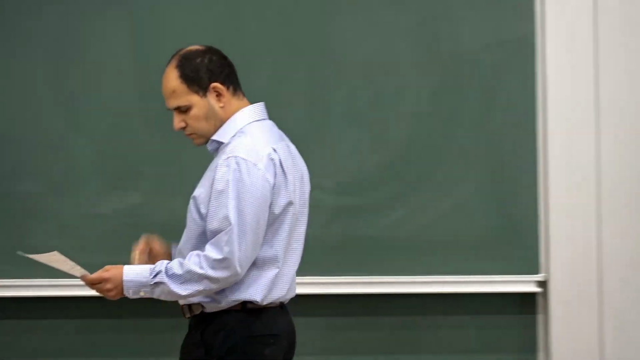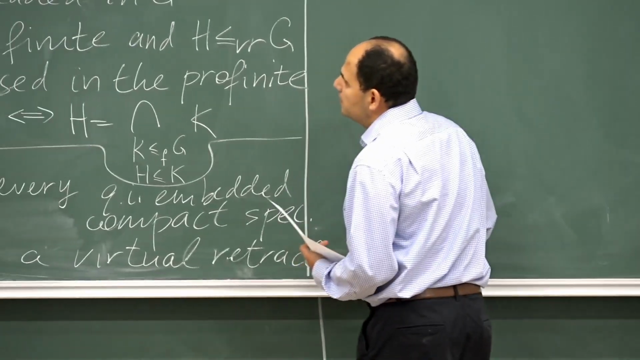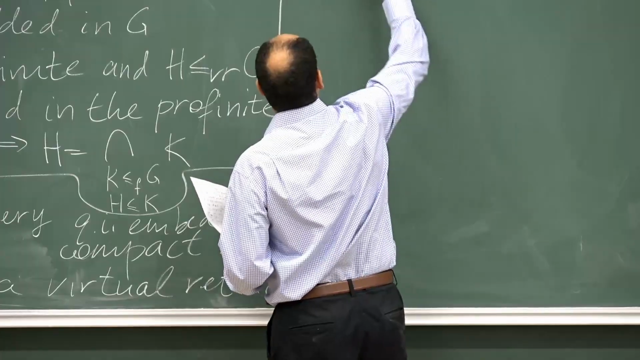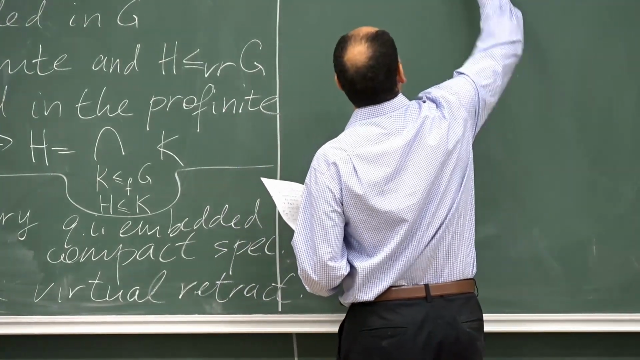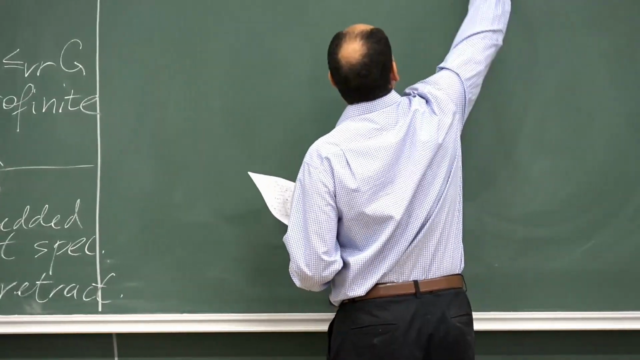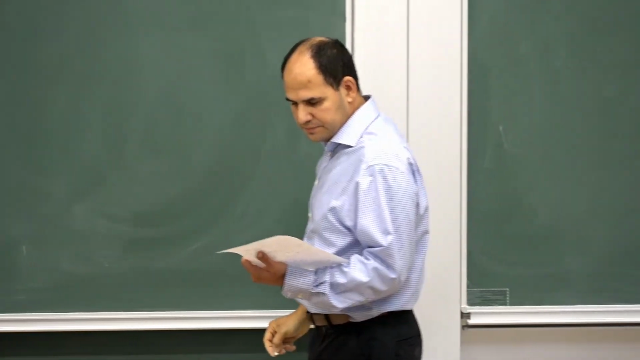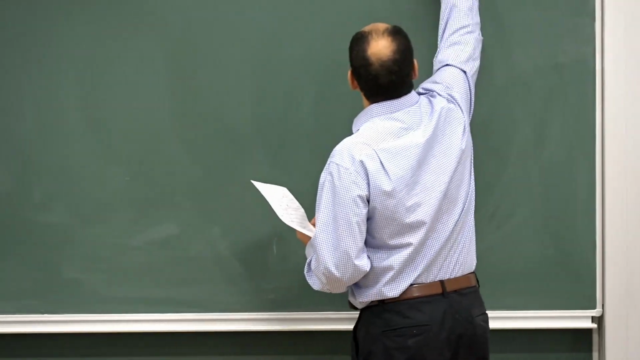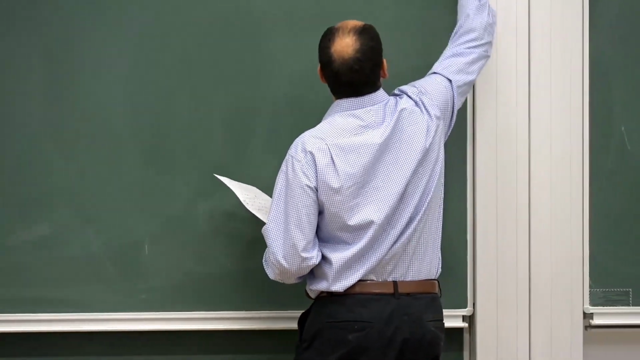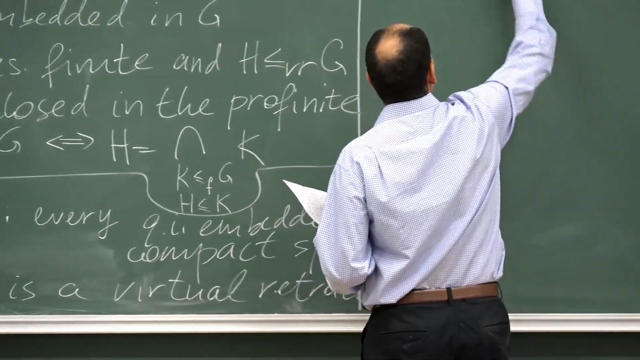Okay. All right, so here's the definition. Hopefully everybody will remember it. So a group G has property VRC, so virtual retractions onto cyclic subgroups, C for cyclic, if every cyclic subgroup is a virtual retract.